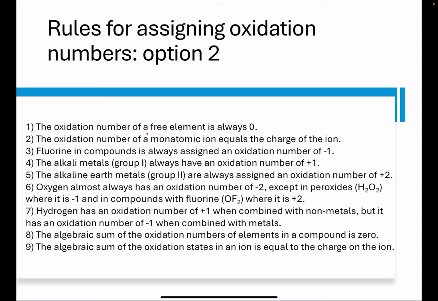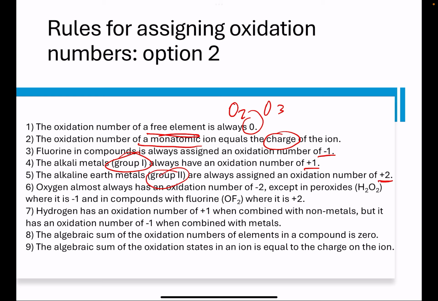Oxidation number of free elements, so O2, O3, ozone, are always going to be 0. Oxidation number of a monatomic ion is always equal to the charge, right? So monatomic, just one atom. Fluorine compounds always assign -1. Alkalines always have +1. So we talk about group 1 metal, so lithium, sodium, potassium.